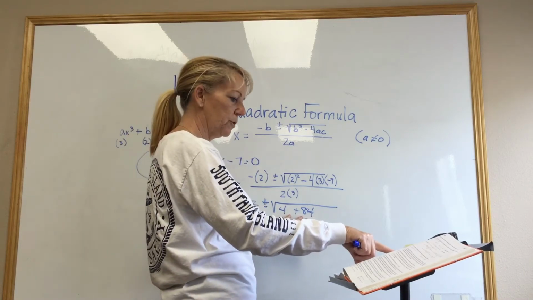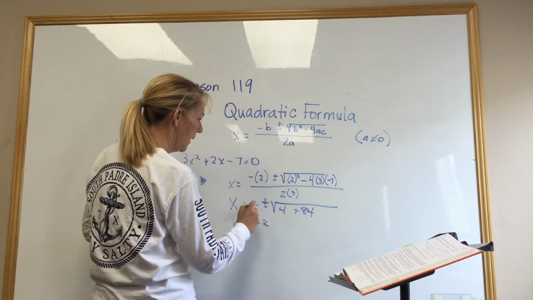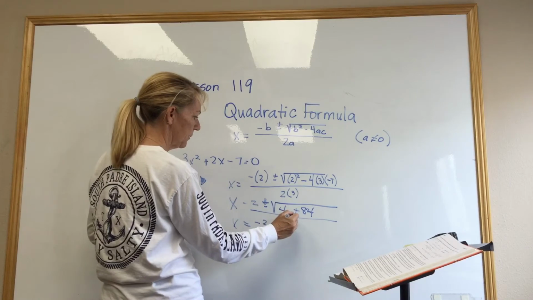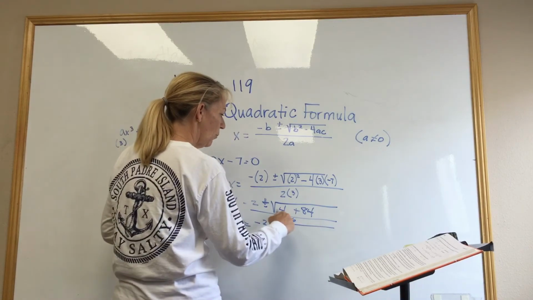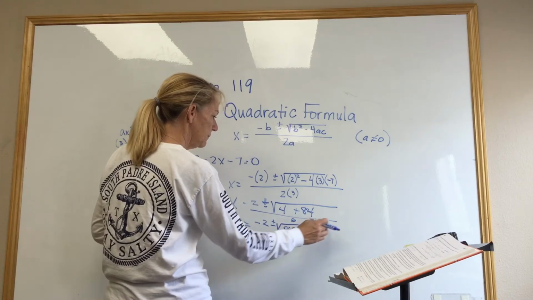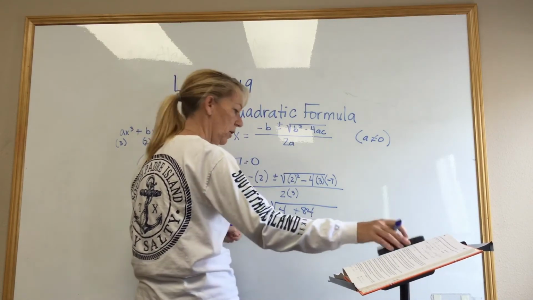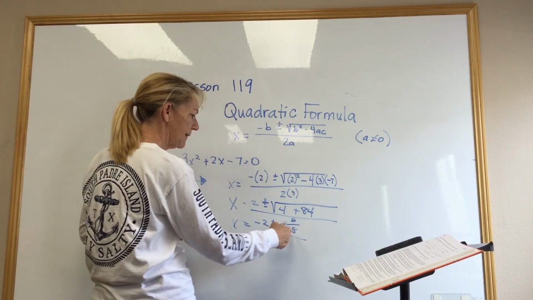I'm sorry, let me back up. So that would equal, sorry, I jumped ahead. -2, and this is all over 2 times 3, which would be 6. So plus or minus the square root, 4 plus 84 would be the square root of 88. Didn't need to make that quite so long. Over 6. Okay? Now I want to break that down if I can.